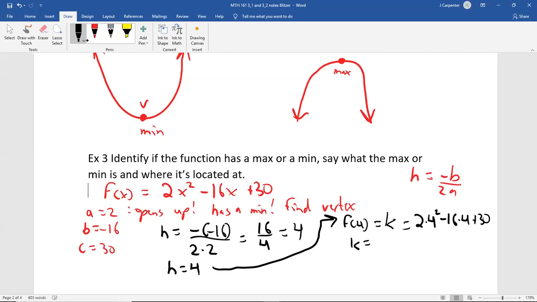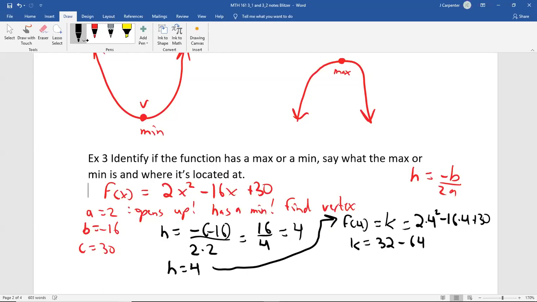So k equals, do not multiply the 2 and the 4 first, for the love of math. Follow your order of operations. Don't make me go on Facebook and embarrass you. Ha ha ha. 4 squared is 16. 16 times 2 is 32. If you do 2 times 4 is 8, and then 8 squared is 64, it's wrong. Trust me. It's 32. Minus the 16 times 4, well, that is 64.